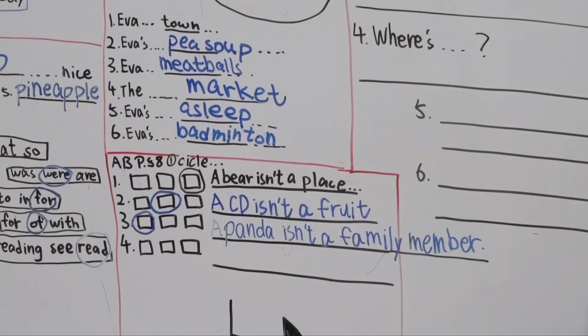Number 4. Can you do it by yourself? Try to do it by yourself. Circle the odd one and then you have to write the sentence. Why it is the odd one. So your time starts now. Go.